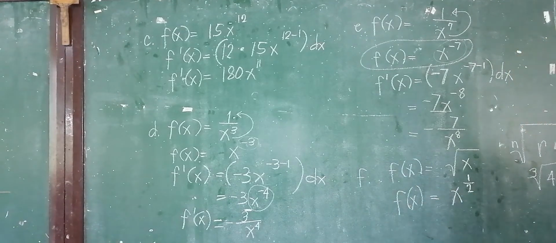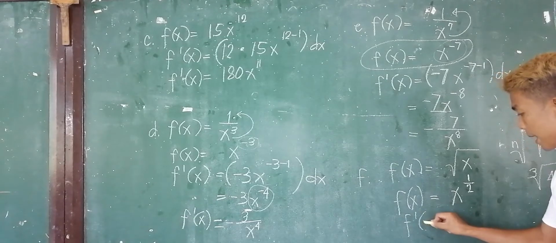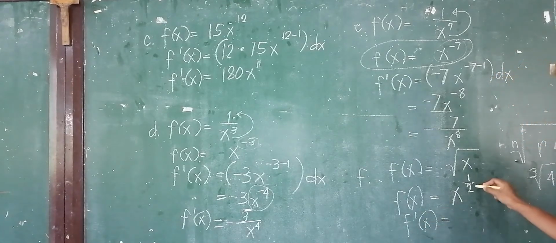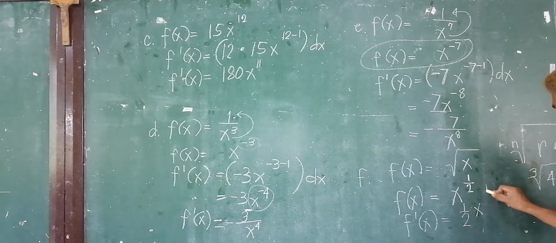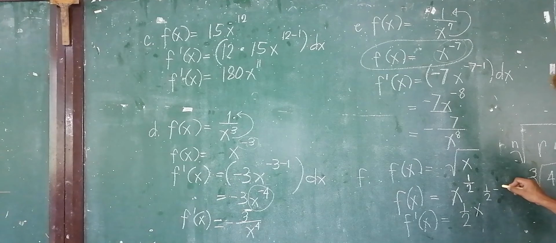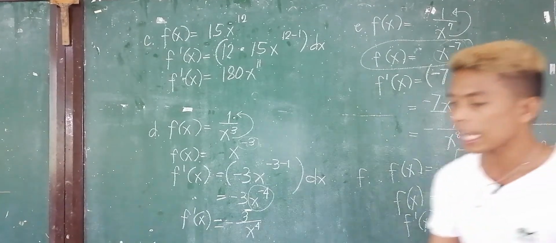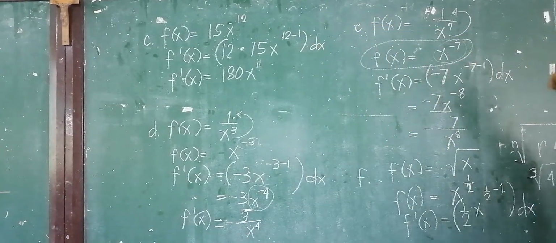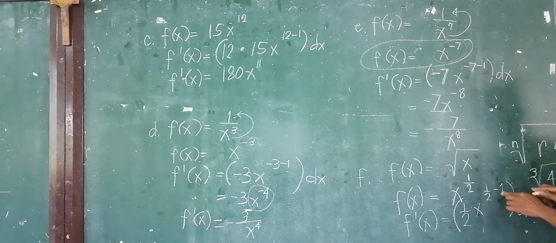Ganun pa rin. Sige. Magmo-minus-minus ka pa rin. Kunin mo ito, i-multiply mo dito. So, 1/2 x. Okay? Copy mo yan, 1/2 din, minus 1. Derivative of x. So, yung 1/2 natin, wala nang magbabago dyan. Iyan na yan. Yung x raised to 1/2, yun na lang ang aayusin natin.